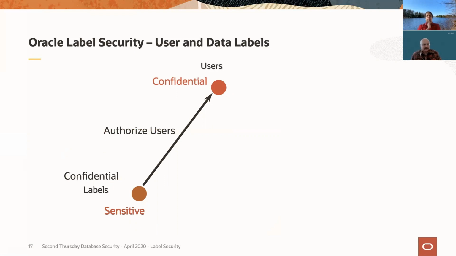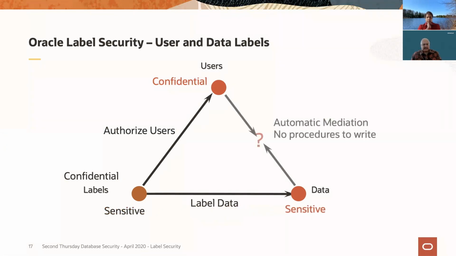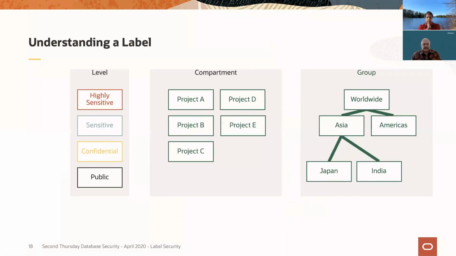So Jayant can access highly sensitive and sensitive. Hans can only access unclassified. Jim can access sensitive and unclassified. So you label the data, you say what the users can access, and that is all that I'm using in this demo.